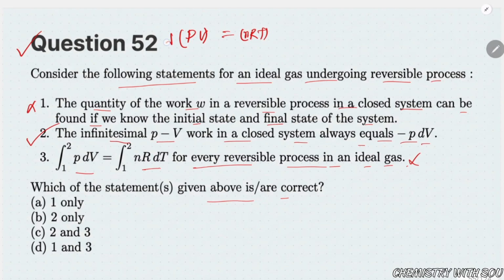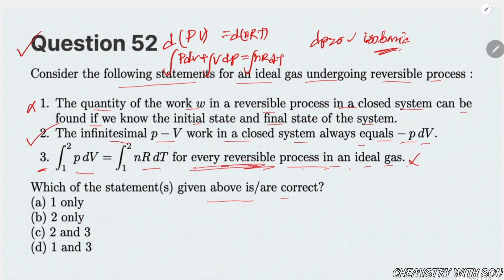If we do derivative, then this will be PdV plus VdP is equal to nRdT. Now if we integrate it, then we put integration within the limit, but according to statement 3, it is only possible when dP is equal to 0, meaning this is an isobaric process. But it is saying that every reversible process, which is not correct. So option B is correct.